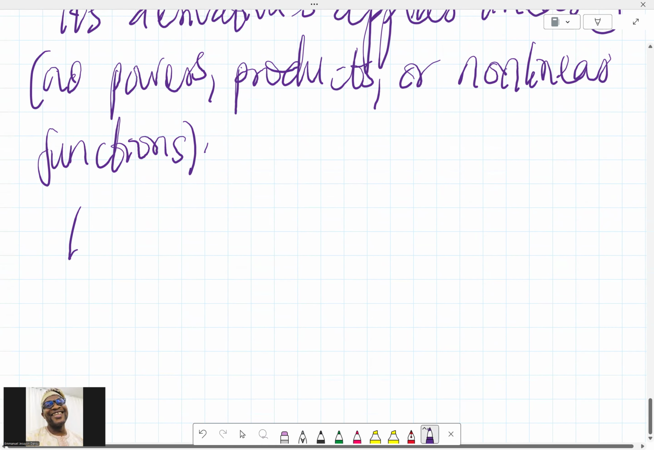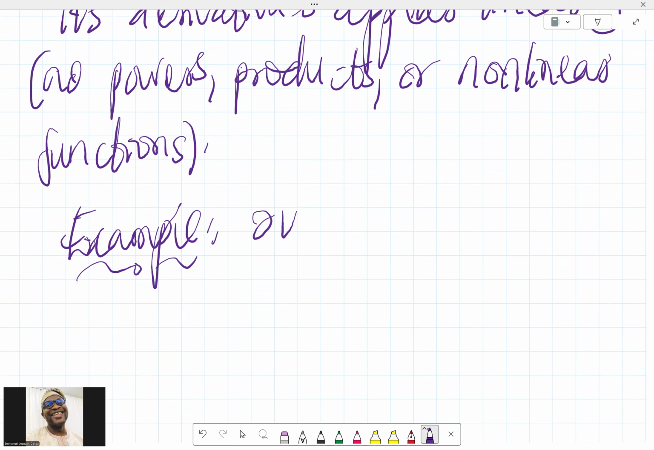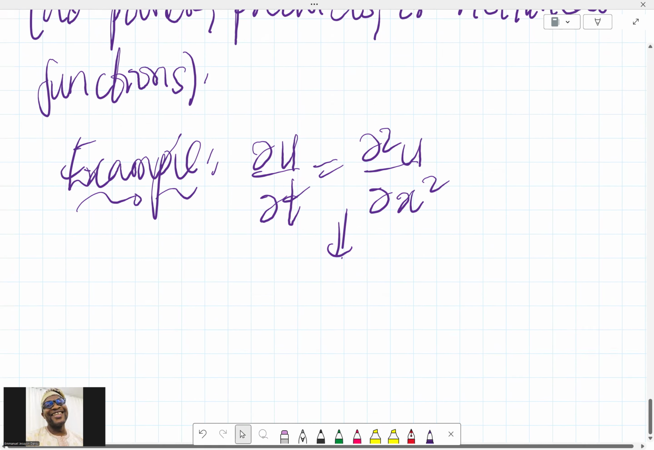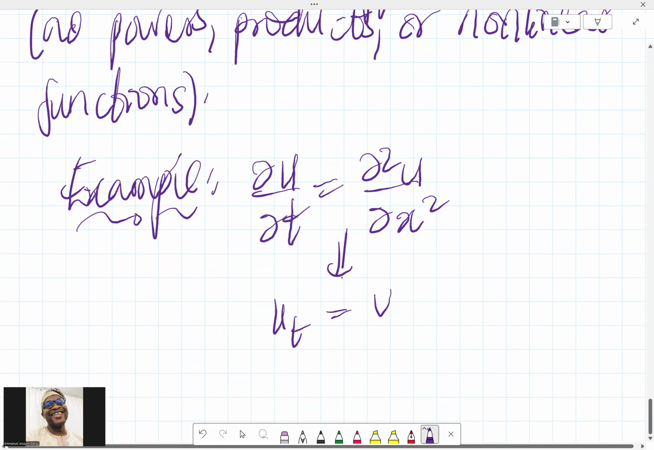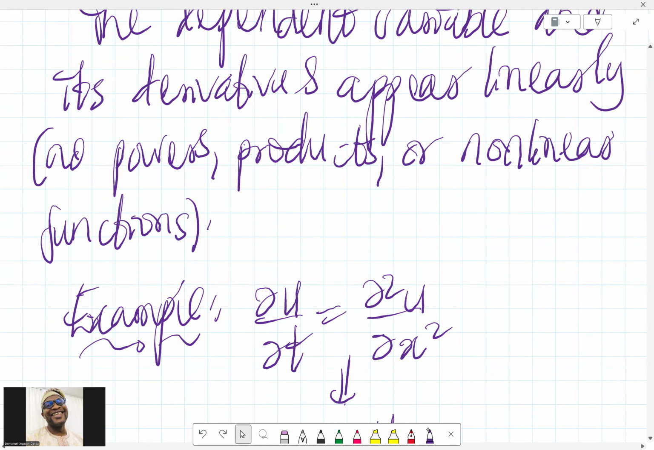So a very good example of that would be this example. You have partial u partial t equals partial squared u partial x squared. A shorthand form of writing this would just be ut equals uxx. So you see that if this u now becomes u squared, it's no longer linear. Or if this becomes u squared, it's no longer linear. Or if I now have 1 over u of t, it's no longer linear, right? Or if I now have u times ut, it's no longer linear, okay? But in this case, they are linear.